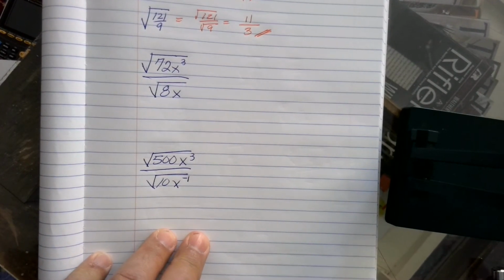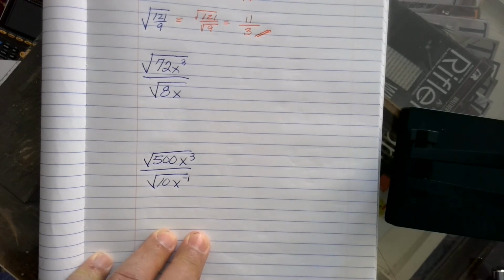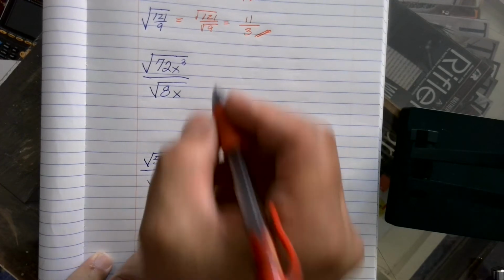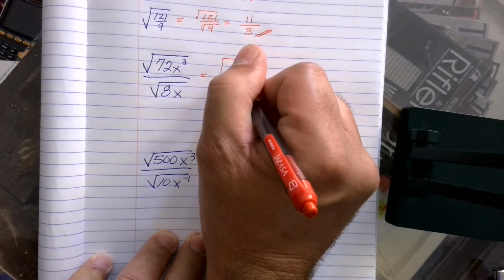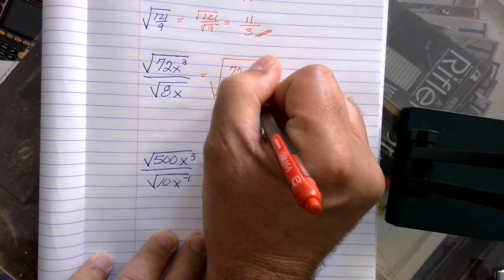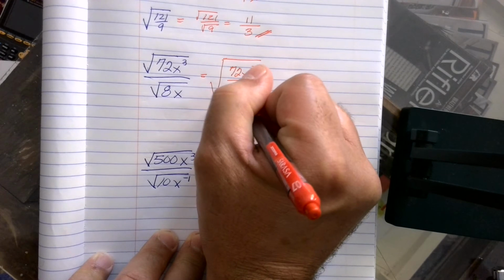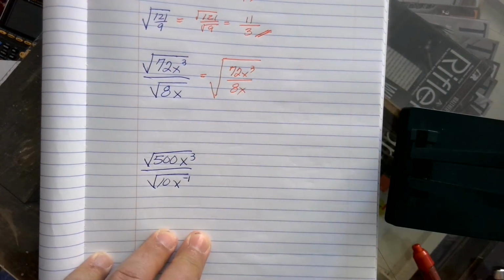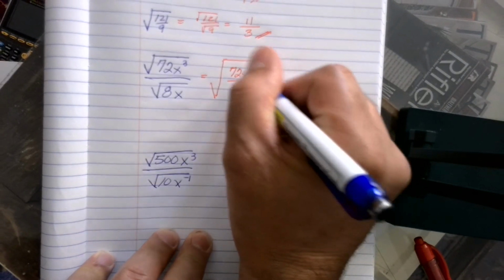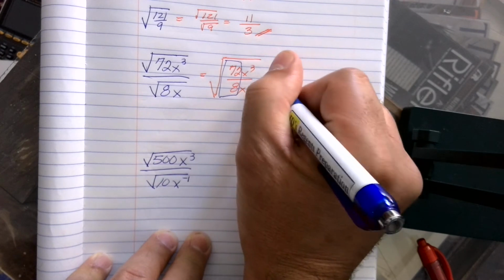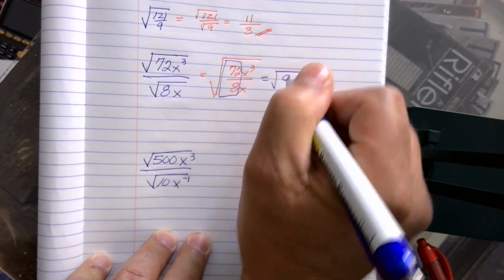In this example, it's the square root of 72x to the third over the square root of 8x. Well, the easiest way to do this would be to write the whole thing under 1 radical as a fraction, because I know 8 goes into 72 9 times, right? So I could simplify this. It would be the square root of 9.